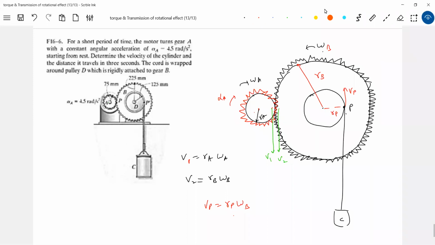Then there's a string, inextensible. So the velocity of block C must be equal to velocity of point P. Any reason? The string is inextensible. So therefore VC should be equal to VP.